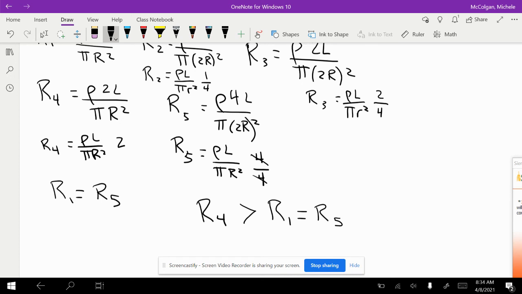So R4 is twice. R1 and R5 are just rho L over pi R squared. R3 is next because it's a half. And then, where's the fourth? R2. R2 is the smallest. So there we go. We've ranked all of the resistance values.